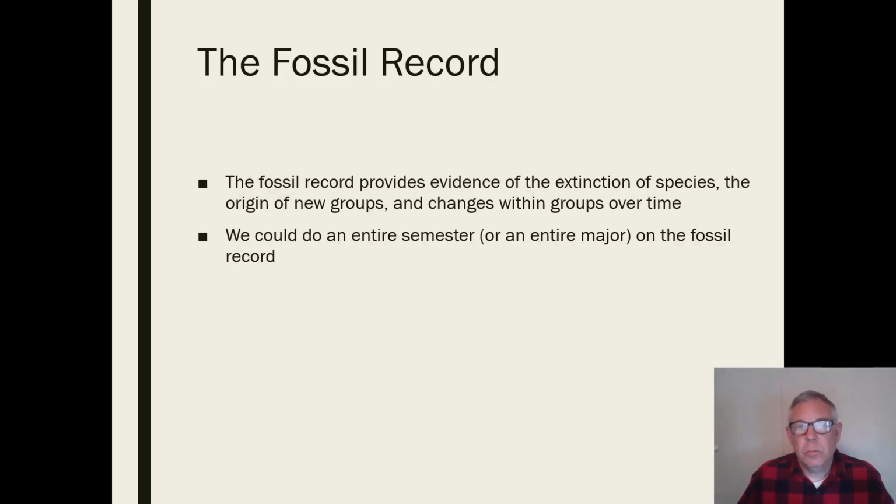And so the fossil record is really interesting. We see the extinction of species. We see new groups showing up. We see changes over time. We could do a whole semester on the fossil record. You could be a paleontologist, do your whole career on the fossil record.